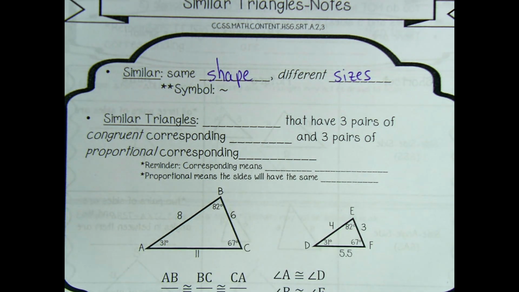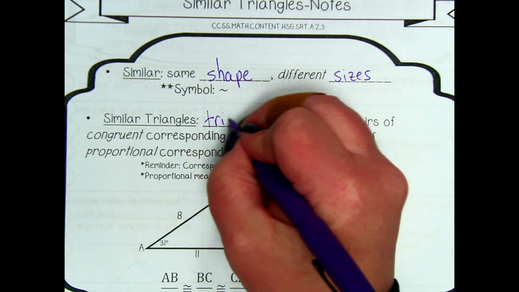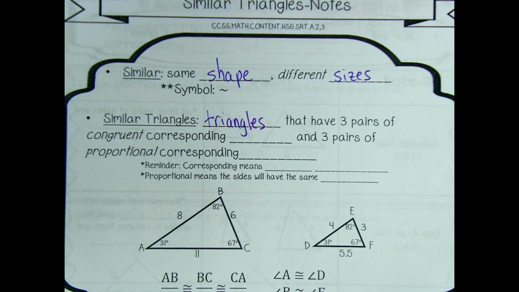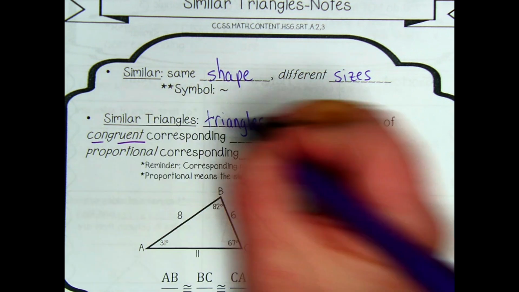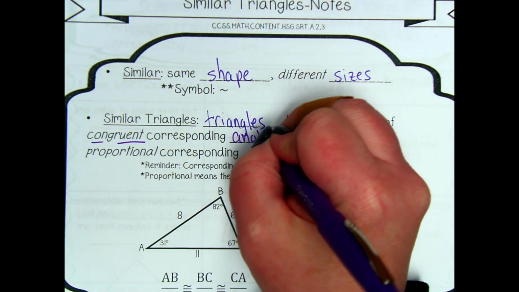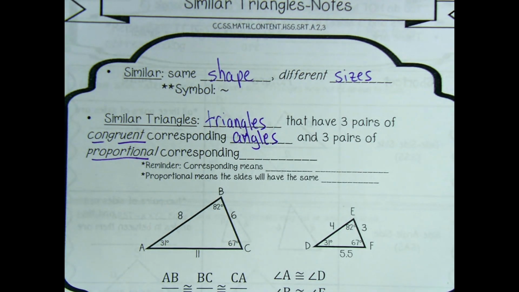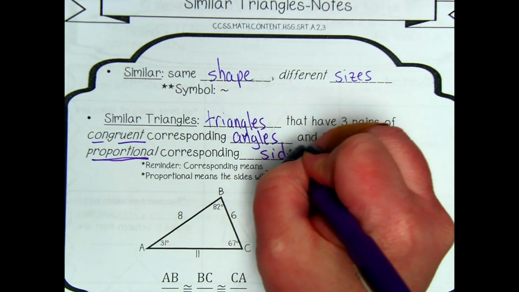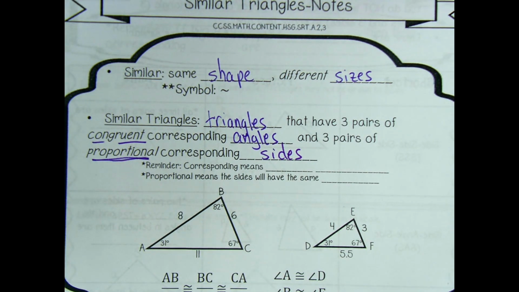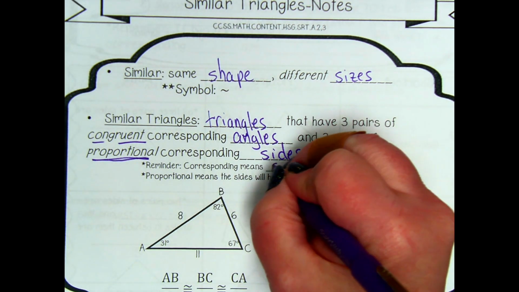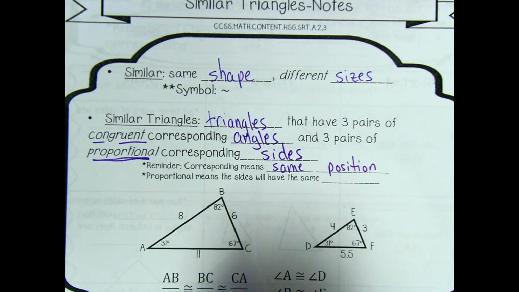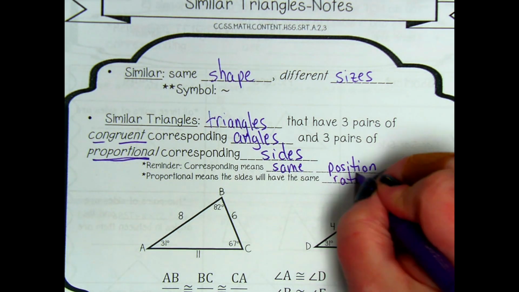Similar triangles are triangles that have three pairs of congruent corresponding angles, that's what gives it the same shape, and three pairs of proportional corresponding sides. And reminder that corresponding means that it's in the same position, and that proportional means that the sides have the same ratio.